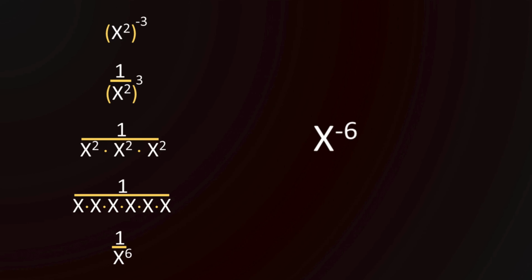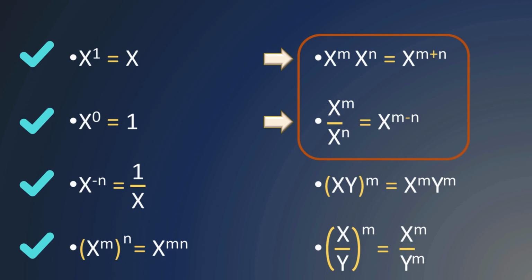Now, let's tackle the next two laws together because they're like two sides of the same coin. These laws show us how to multiply and divide expressions that have the same base. It's important for the bases to be the same to apply this law, because we couldn't simplify them if the bases were different.